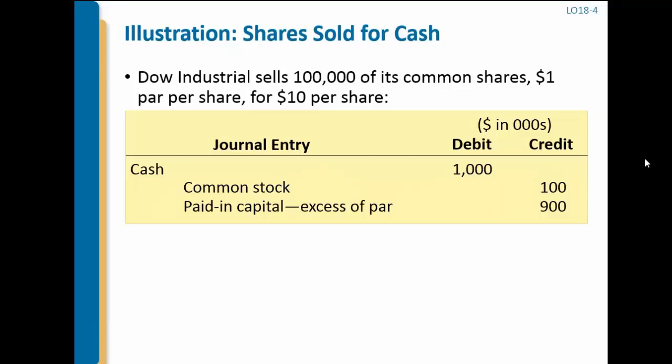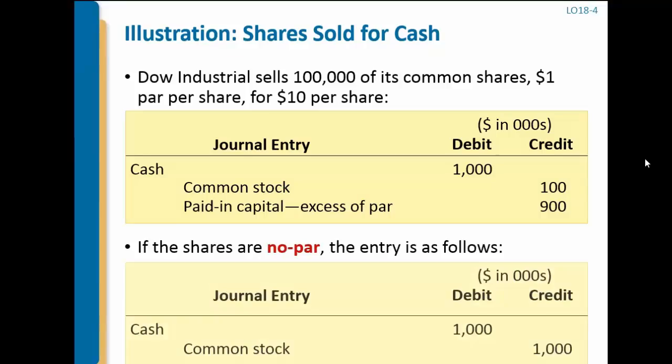And again, premium is more associated with bonds. If you issue stock in a state that doesn't require a par value, everything is going to go to common stock, and you're going to see that.